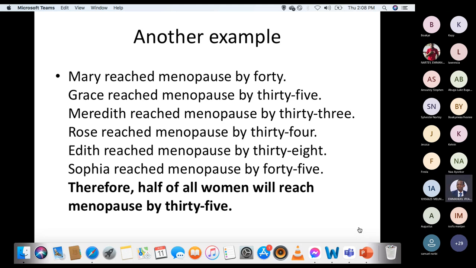So as you can see from this example, three premises are suggesting that women reach menopause before 35, and three other premises are suggesting women reach menopause after 35. And that tells you why the conclusion is the way it is. Therefore, half of all women reach menopause by 35. And so I was saying that this is the typical example of an inductive argument, which is common in the sciences.